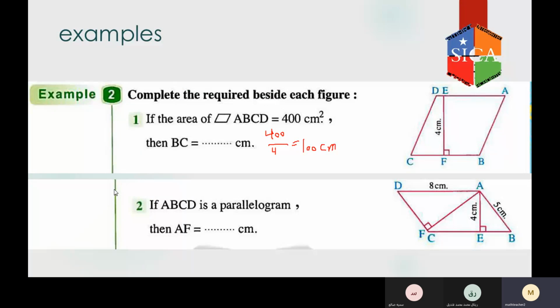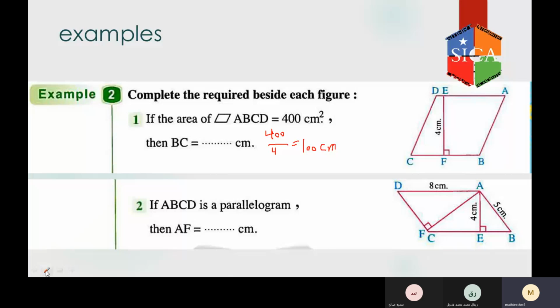Look at the figure. If ABCD is a parallelogram, then AF equals what? Here, AF is a height. Where is the corresponding base? DC. What is the length of DC? It equals AB, which equals 5. Where is the other base? BC. Where is the corresponding height? AE, equal to 4. What is the length of BC? It equals AD, which equals 8.